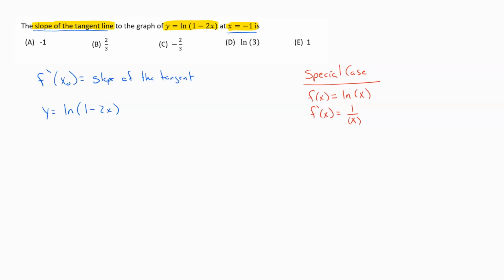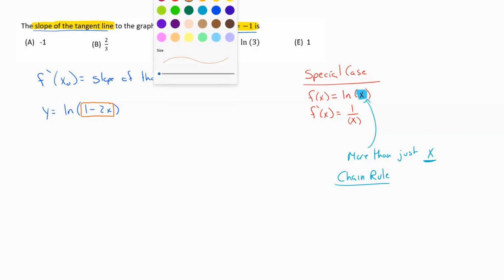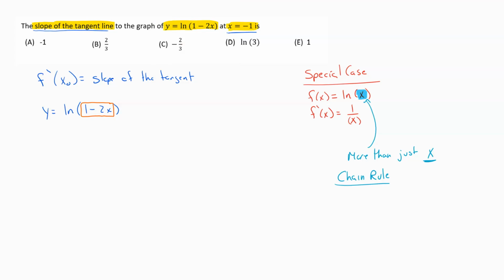What I always tell people when they're dealing with these special cases is if this is anything more than just an x inside that natural log, anything, 3x, 4x, negative x, if it's more than just x inside there, what you're really looking at is going to end up being a chain rule problem. And so that's what we have going on here. There is something more than just our basic x going on inside that natural log. So to find this derivative, we're going to need to apply the chain rule.